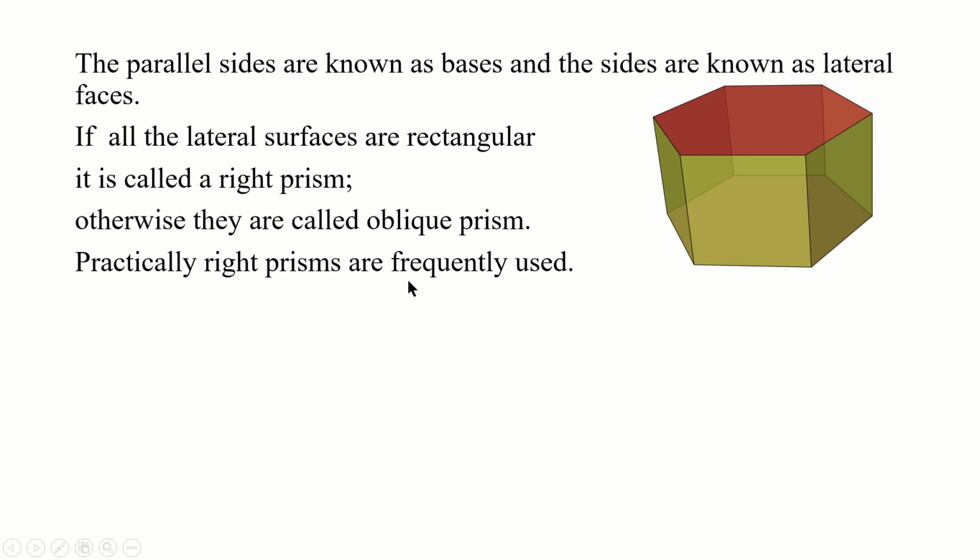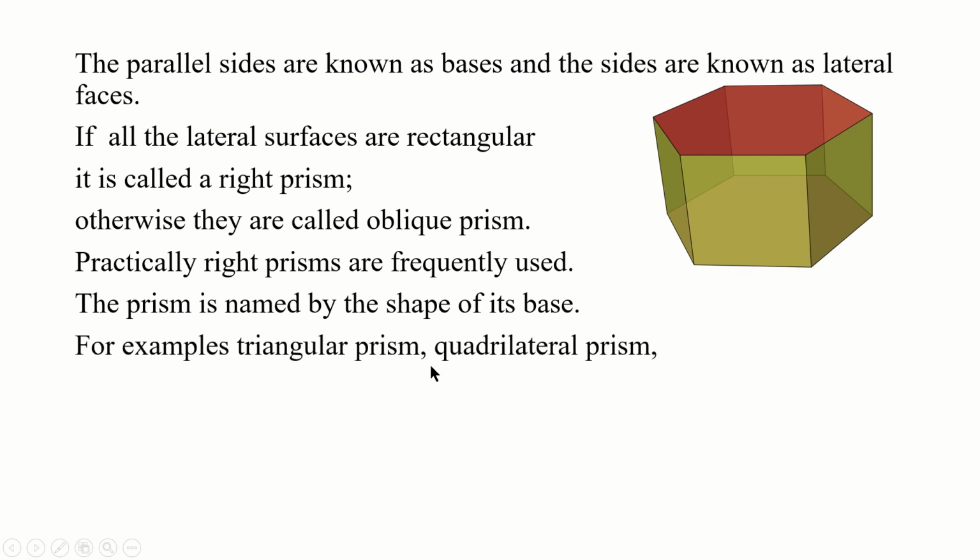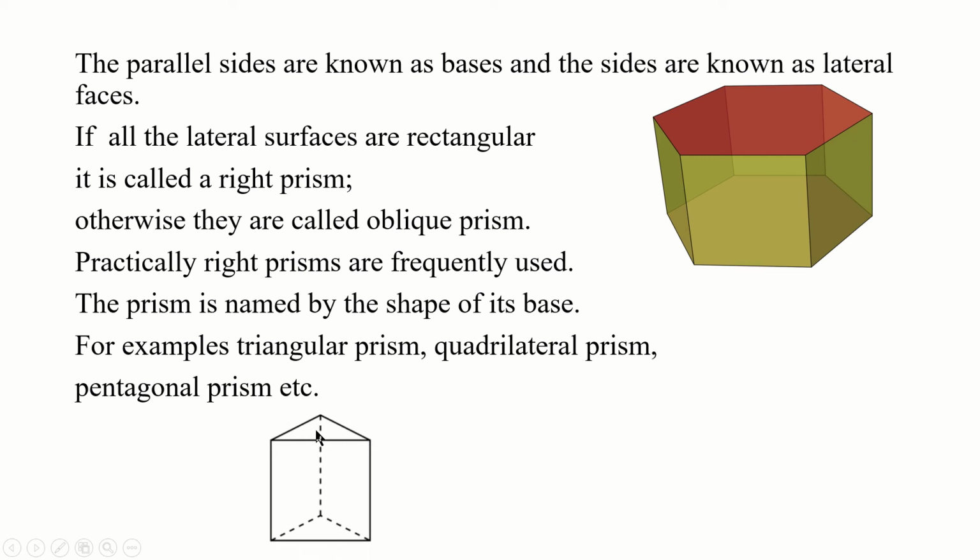Practically, right prisms are frequently used. The prism is named by the shape of its base. For example, triangular prism, quadrilateral prism, pentagonal prism, etc. Follow a figure. This and this are parallel. So, this and this are bases, and the bases are triangles. So, it is called a triangular prism.